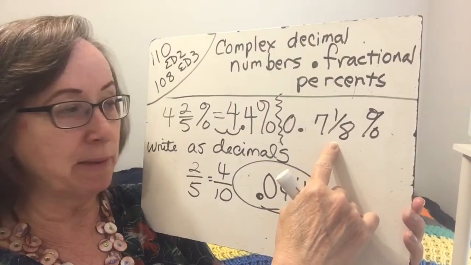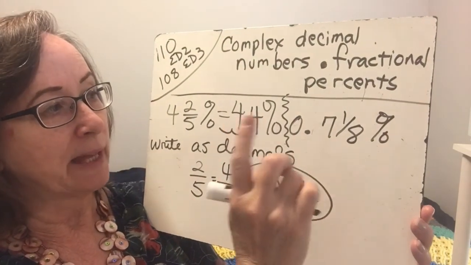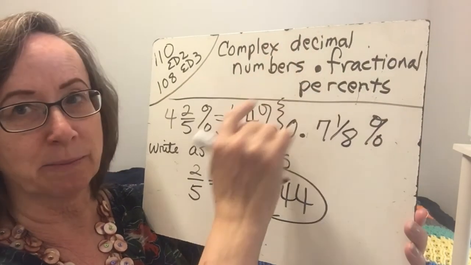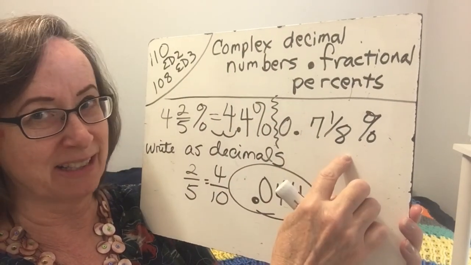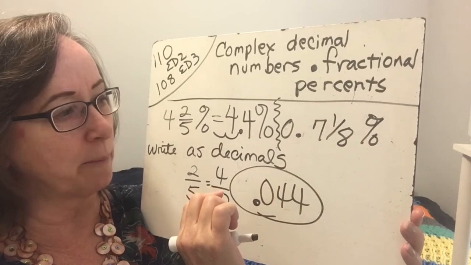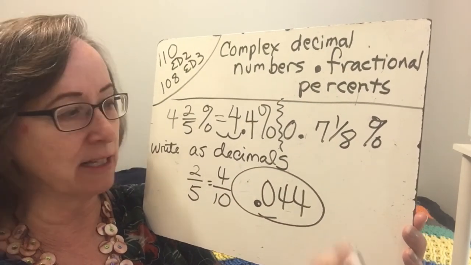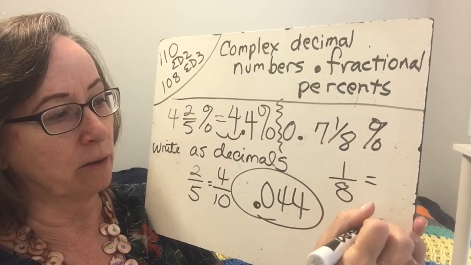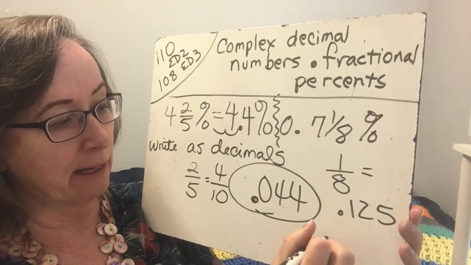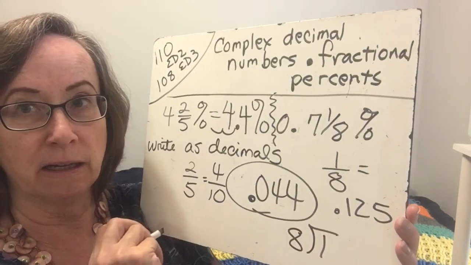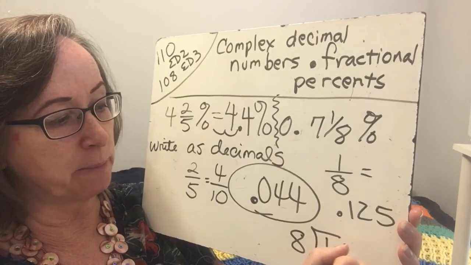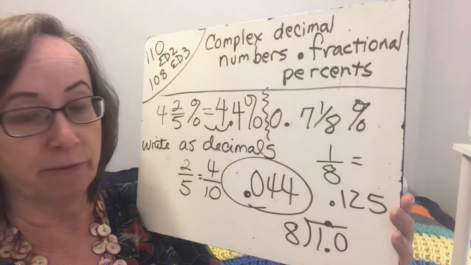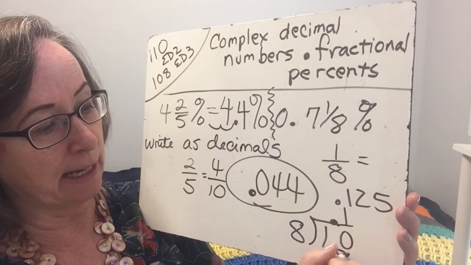So now let's do the same thing over here with this one. It is already in a complex decimal number. It's got a decimal but also a fraction, which is not the best form. But 1/8 is what? 1/8 is 0.125. Now, if you don't remember that and you're kind of stuck, you can divide 1 divided by 8. Remember, we need to put a decimal and a 0. Our decimal goes right above. That's going to go 1 times 8 is 8.